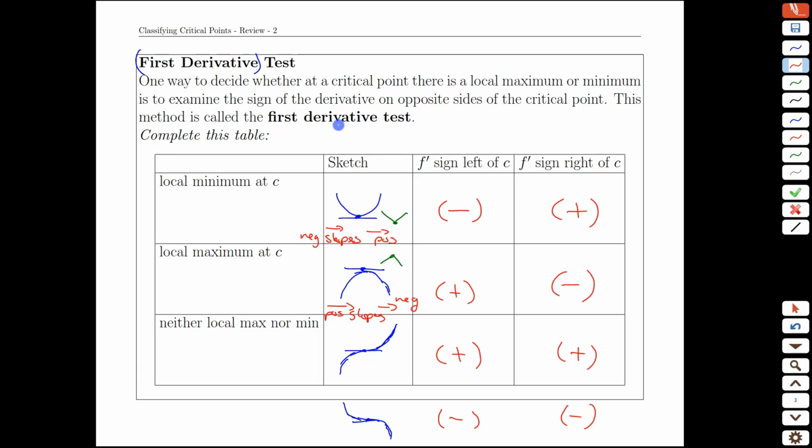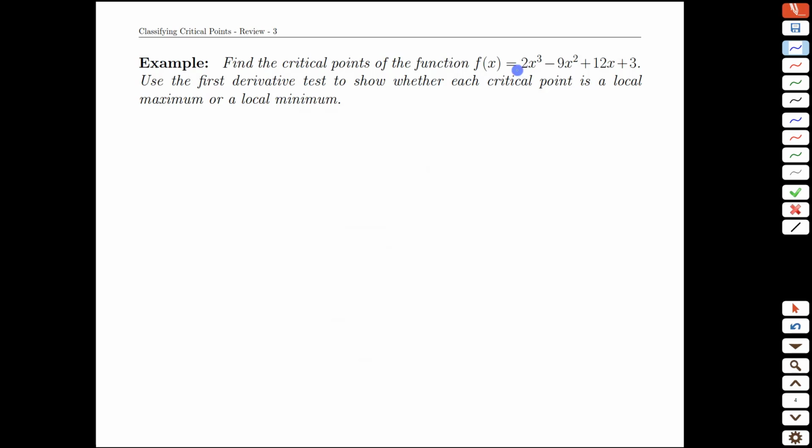Applying that kind of information is called the first derivative test, or a test based on the first derivative. Let's try to apply that understanding, looking at a function, which is a nice cubic, and using that first derivative test to classify each of the critical points. So first, we need to find the critical points. And to accomplish that, we need f prime of x.